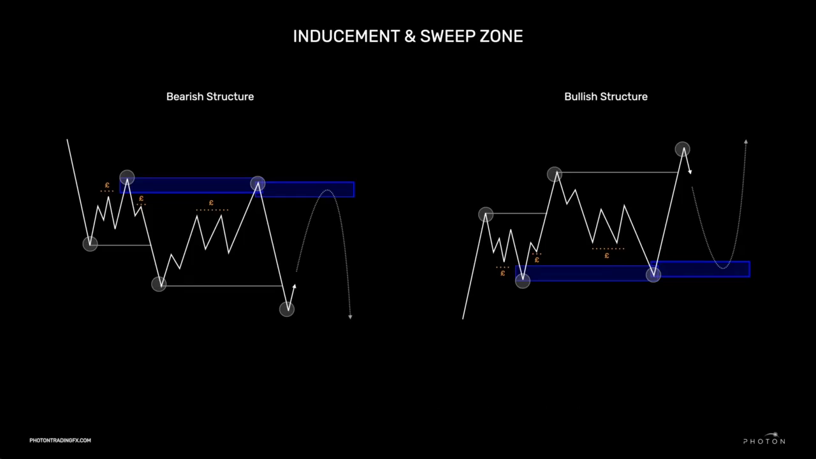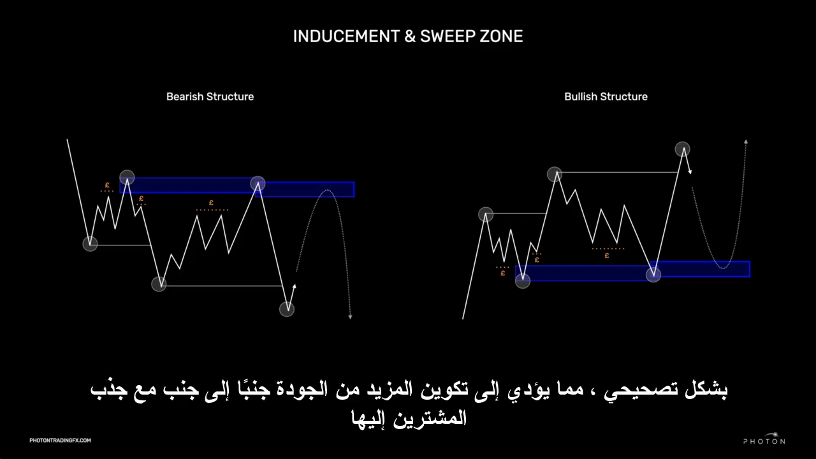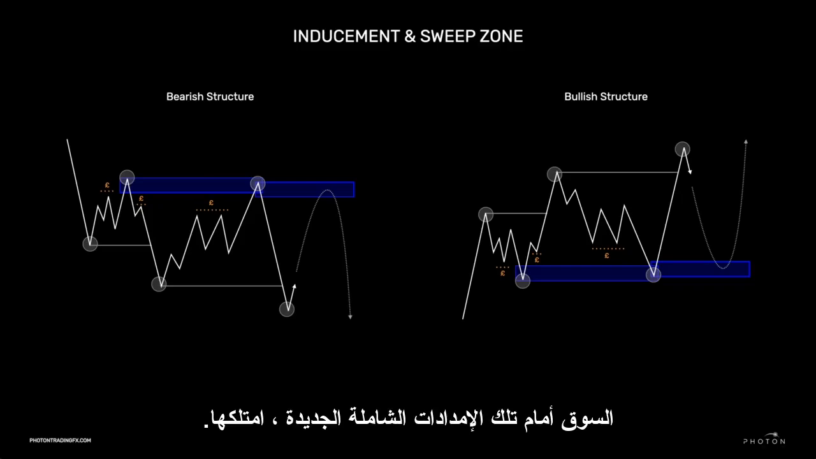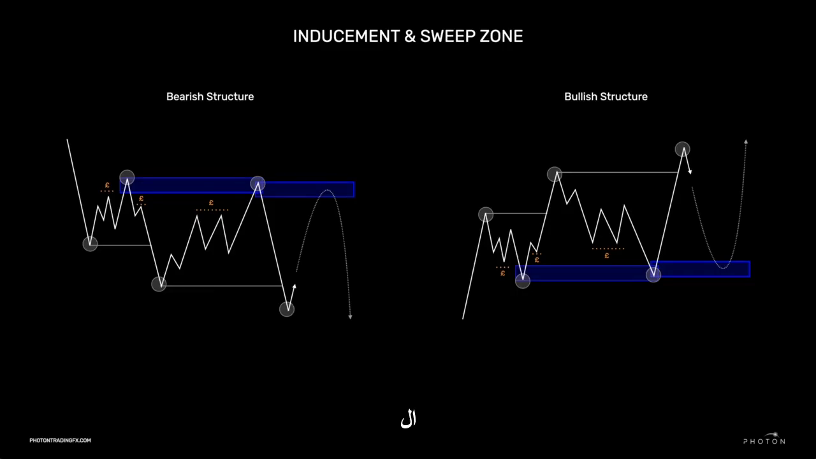Then after we have that new lower low, price then pulls back correctively, forming more buy side liquidity, inducing buyers into the market just in front of that new sweep supply zone, right, again for the big money to then sell into that buy side liquidity. And the exact same thing occurs in a bullish market on the right hand side, right, where we have sell side liquidity building in front of those demand zones.